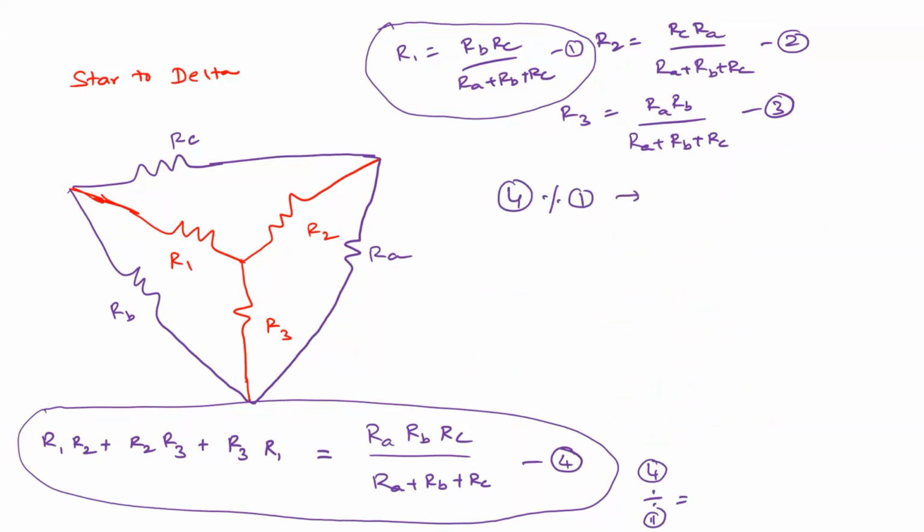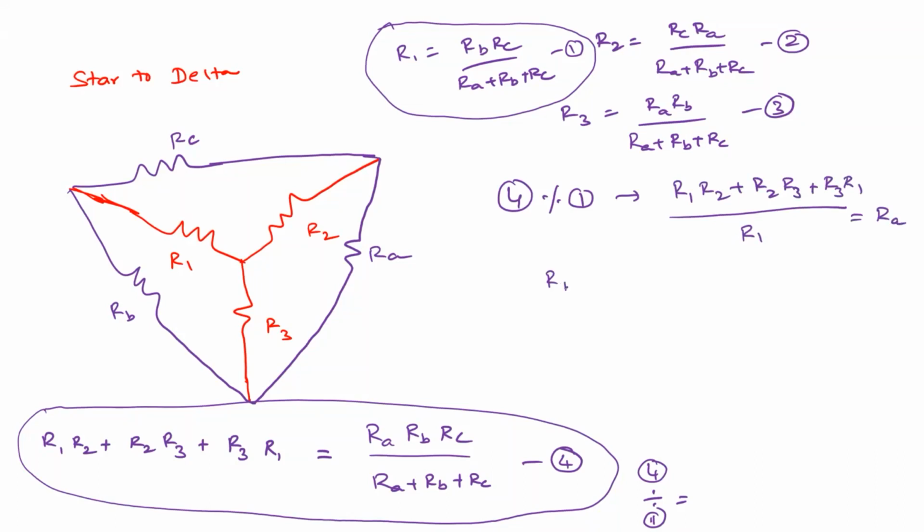What will you get? R1 R2 plus R2 R3 plus R3 R1, divided by R1. What will you get? R1, sir. So this is equal to RA. Agree?